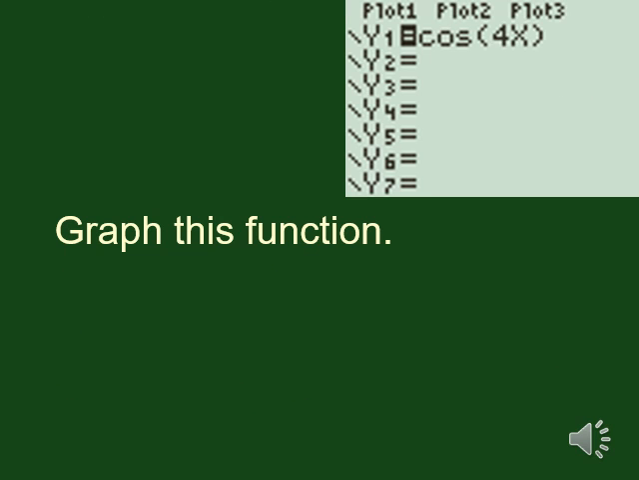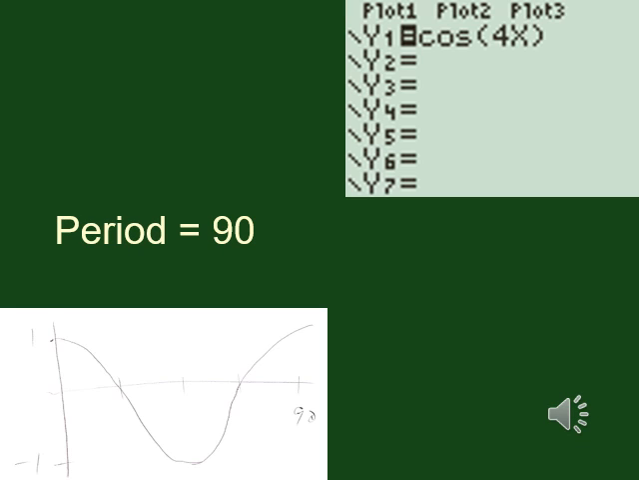So now it asks us to graph the function y equals cosine of 4x. I'm going to show you what this looks like on a graphing calculator, but I'm also going to show you what you would get if you graphed it by hand, because honestly, that's almost easier. The most important thing about this function is that the period is 90. It's 360 divided by 4.